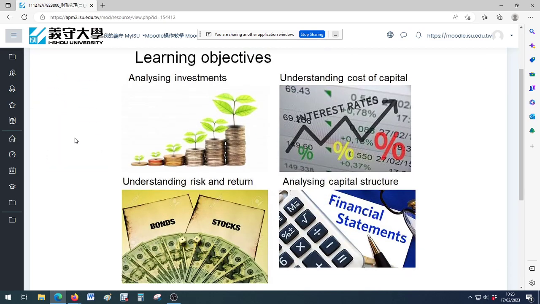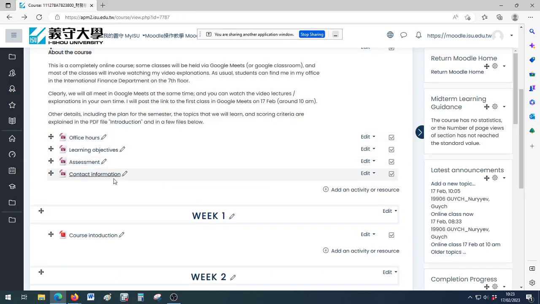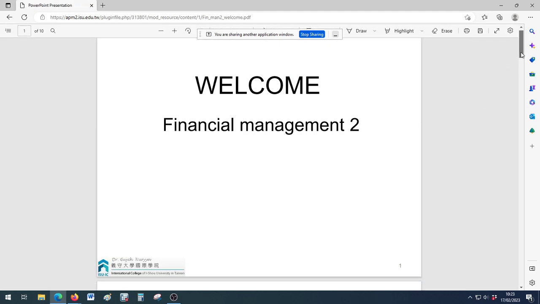Learning objectives. Just as I said, we're gonna build on what we have learned last semester, okay? So we've already covered financial statements, bond market, stock markets, and this time we'll move on into cost of capital, capital structure. We'll build up on our understanding of investment criteria, okay? What we finished with last semester. Actually, let's skip over here into the course introduction.